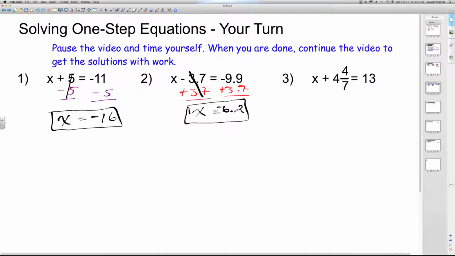And finally, this third problem that you had to do, x plus 4 and 4/7 is equal to 13. Hopefully you recognized that you were adding 4 and 4/7 to the variable x on the left of the equal sign. Therefore, we needed to subtract 4 and 4/7 from both sides.